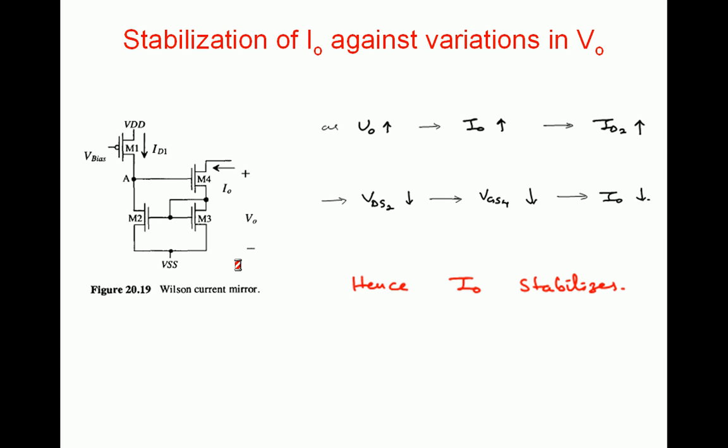Now, how is I0 stable against variations in output voltage? The principle of a current mirror is that it has to provide a mirror output with respect to the reference current, or multiples of the reference current, irrespective of the output voltage across the current mirror. So even though the output voltage changes, the output current should be stable. This is the principle of a current mirror. So how far it is stable across variations in output voltage, that we will see.